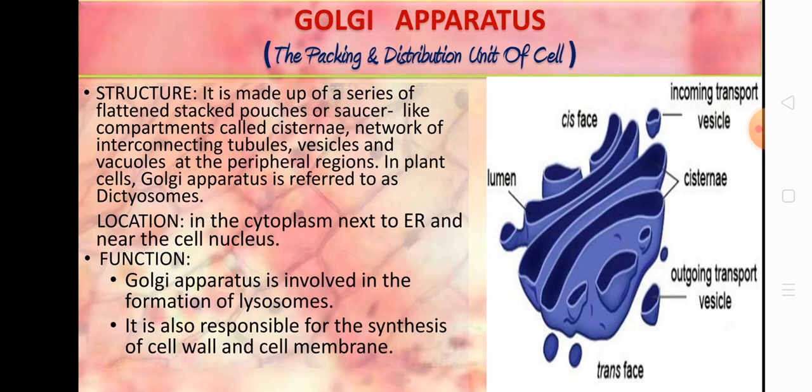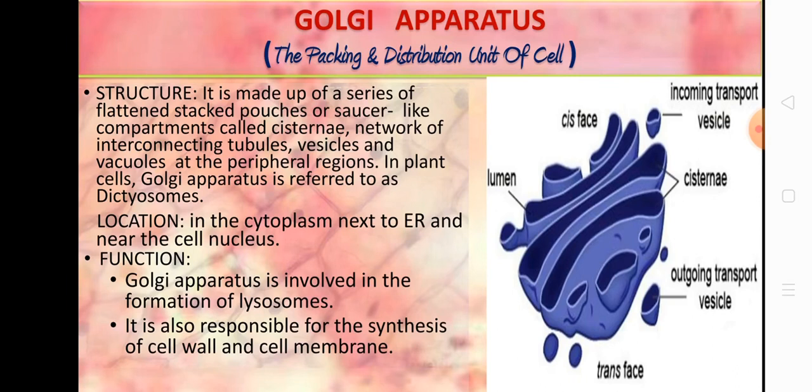Network of interconnected tubules for the transfer of those packets. Remember, vesicles are the packets, and vacuoles at the peripheral regions. In the cells, Golgi apparatus, in the plant cells, Golgi apparatus is also referred to as dictyosomes. Where can you find them in the cytoplasm? You will find them in the cytoplasm next to ER and near the cell nucleus. In case of plant cells, they are more near to the cell nucleus.